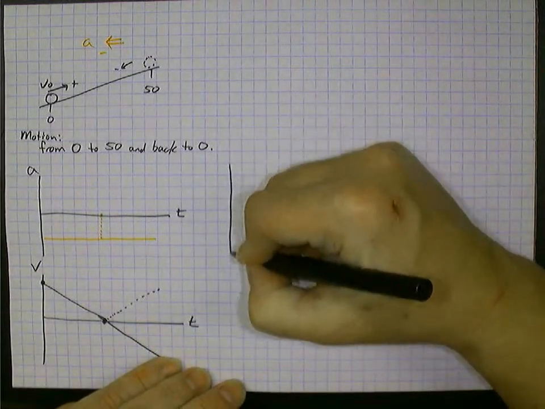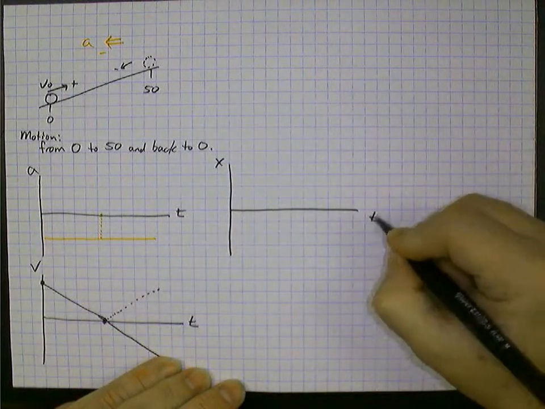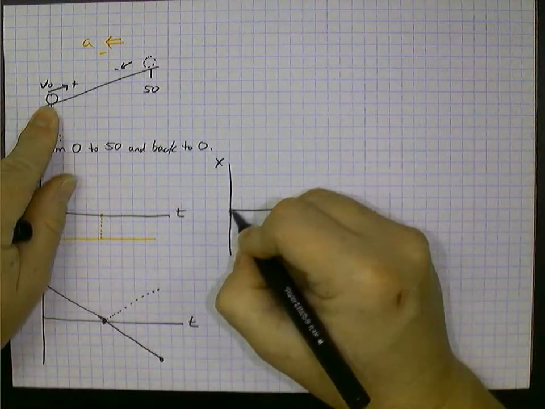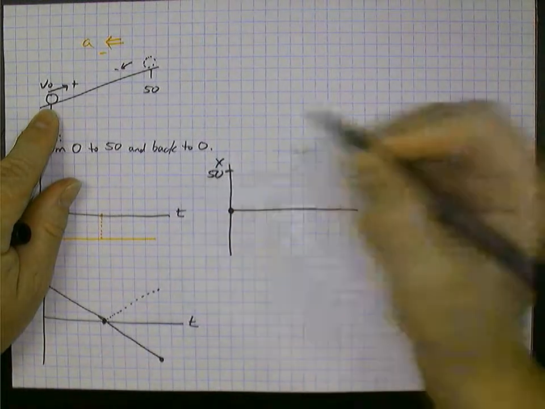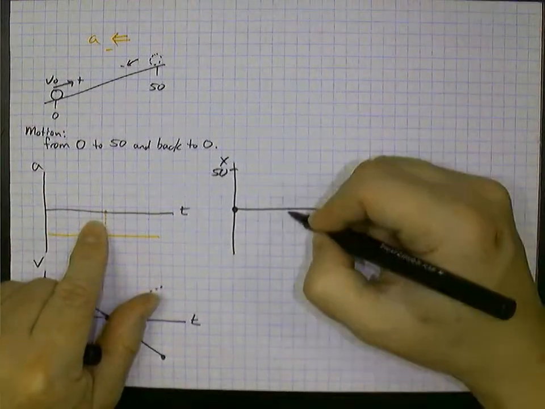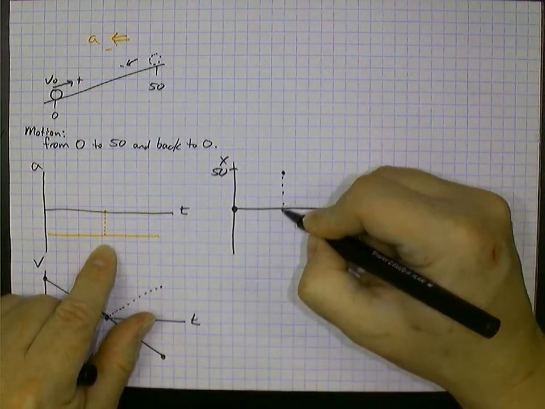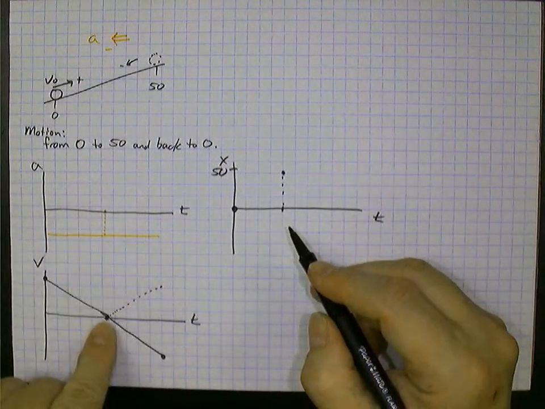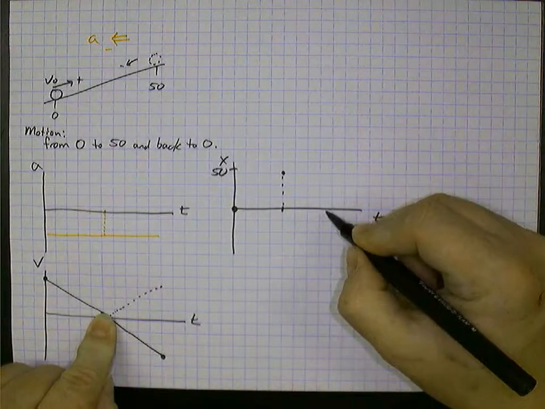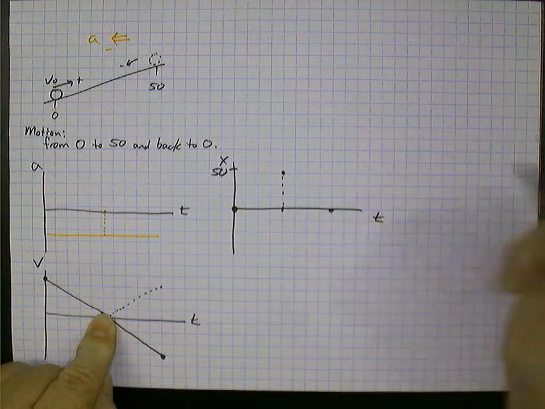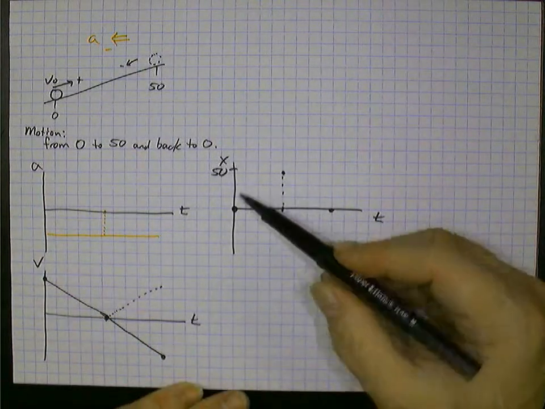Now the position graph has to start at 0. Okay, the ball starts at 0, has to reach a point of 50 at the same moment. Okay, so this moment right here is the same as this moment here on both of these other two graphs. And then it has to come back down to 0. Takes as long to come back down to 0 as it did to get up to the top at 50.